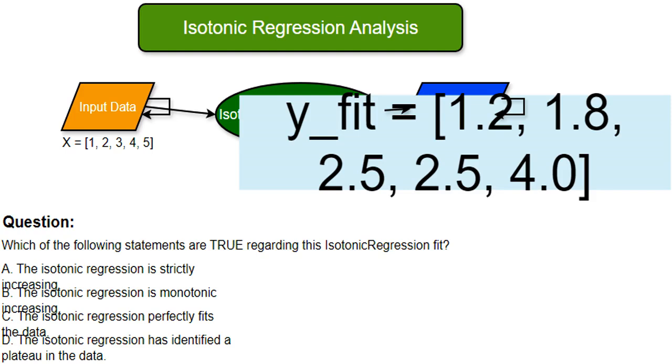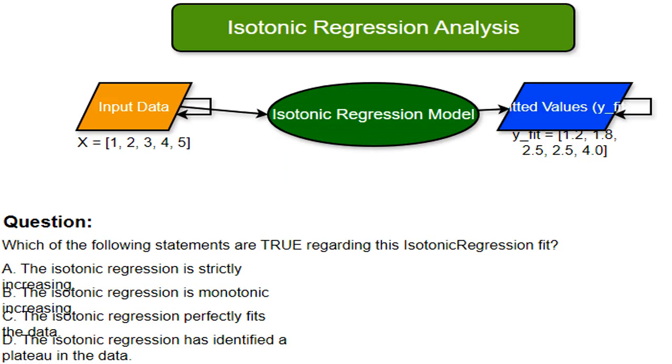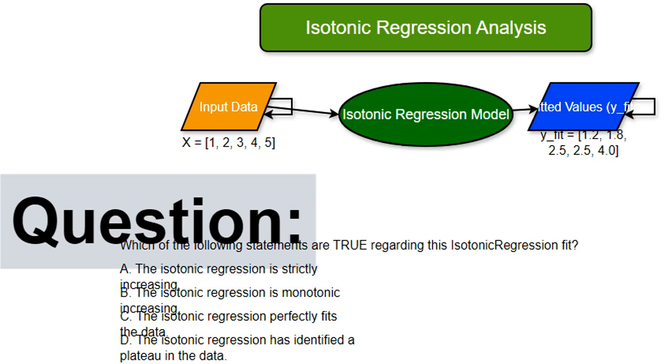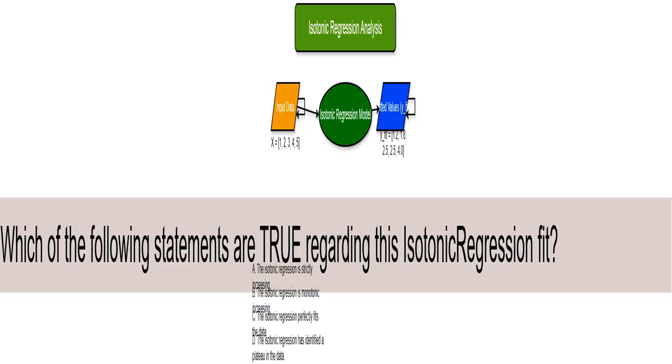Let's analyze the results. This statement means that the values in y_fit should always increase as the values in x increase. Here, the values in y_fit should either increase or stay the same as the values in x increase. They shouldn't decrease. This tests whether the predicted values perfectly match the original, unseen, response variables. This checks if there is a range of input values where the output is constant. In other words, is there a flat area in the predictions?